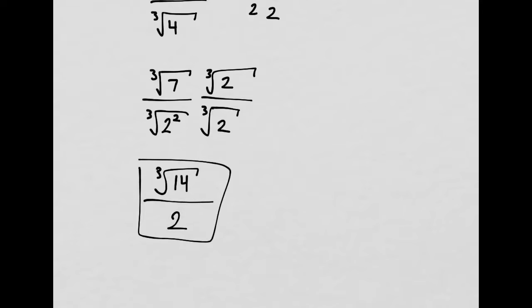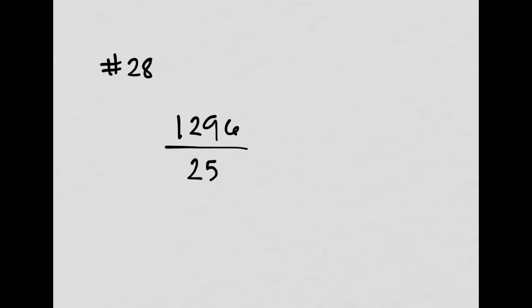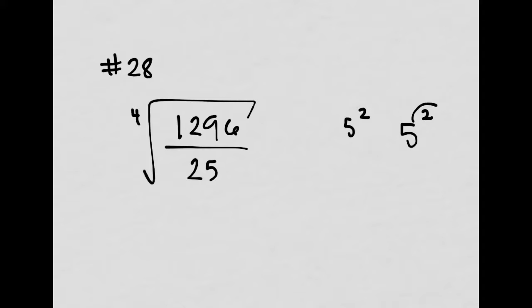All right, let's do 28. Yeah, we could do it in the same video. Number 28. So what do we have? Oh, geez, 1,296 divided by 25. Well, I already know that 25 is 5 squared. So I must need another 5 squared, because if I have that, it would add up to 4.